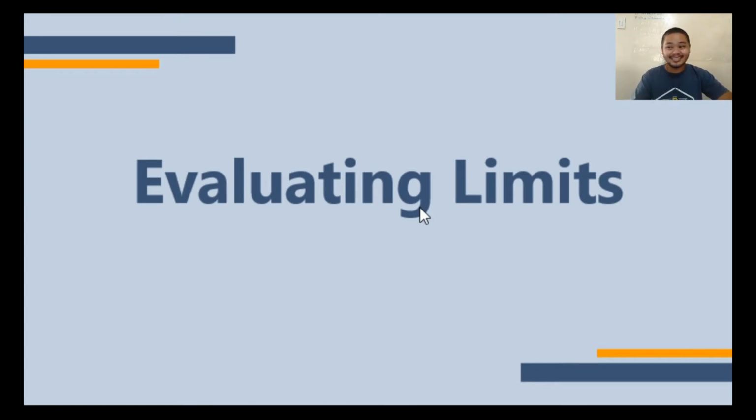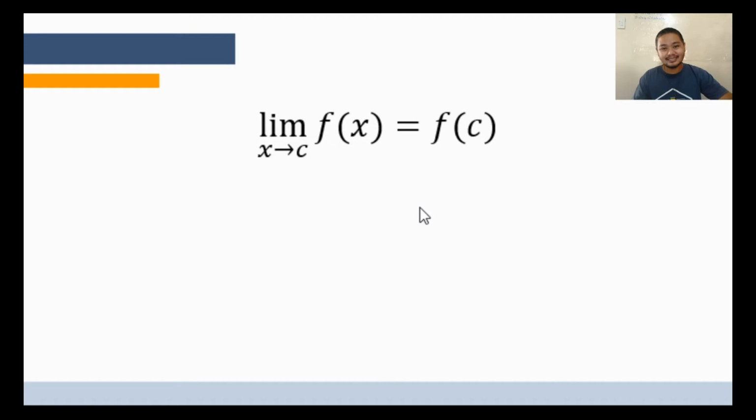Okay, that is great. So, alam natin na kapag nag-evaluate tayo ng limits, yung ginagawa lang natin is para lang tayo nag-evaluate ng function. So as you can see on our screen, the limit of f of x as x approaches c, ang ginagawa lang natin dito is yung function, yung mga values ng x, papalitan lang natin siya ng c. Let us have the first example.